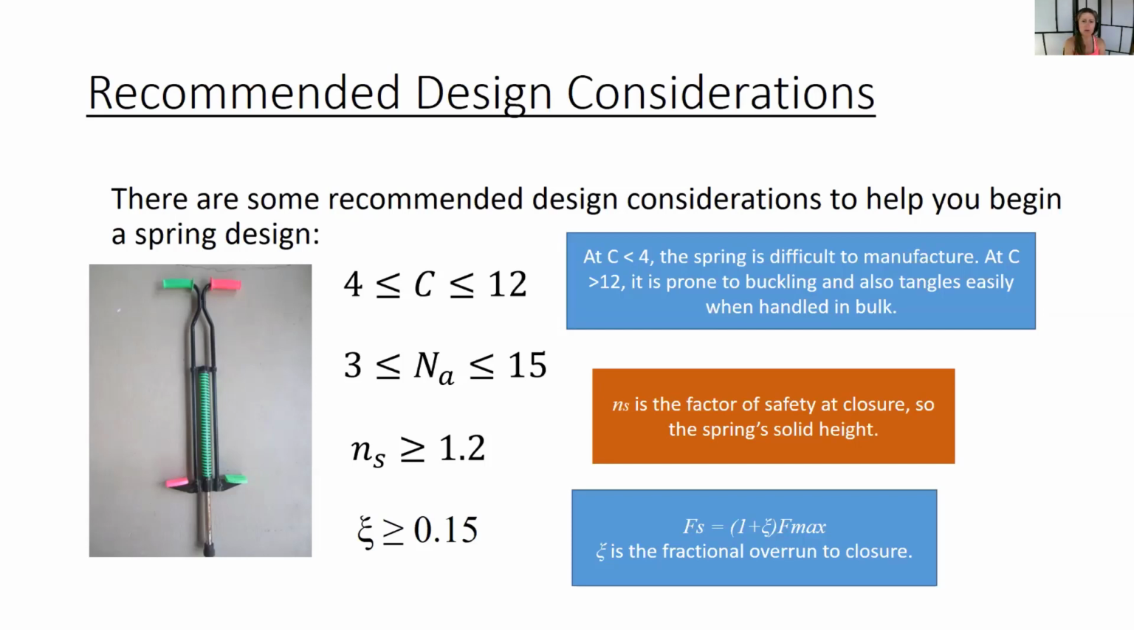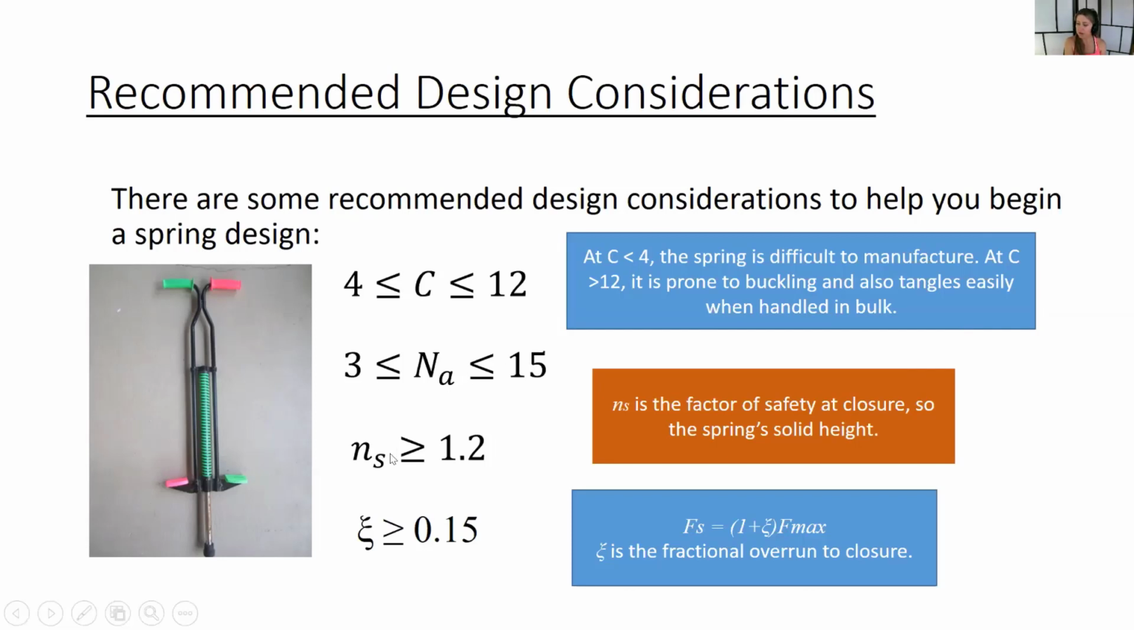Next, number of active coils. I'm not sure where this one came from. I think this is more for a freestanding spring. You want to keep the number of active coils between 3 and 15 because I am pretty sure that my pogo stick from when I was a kid definitely had more than 15 active coils, but you can see in this pogo stick that it's also supported by an internal rod. But in general terms, we're keeping the number of active coils between 3 and 15.